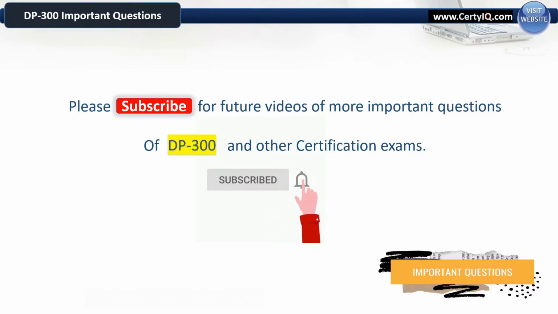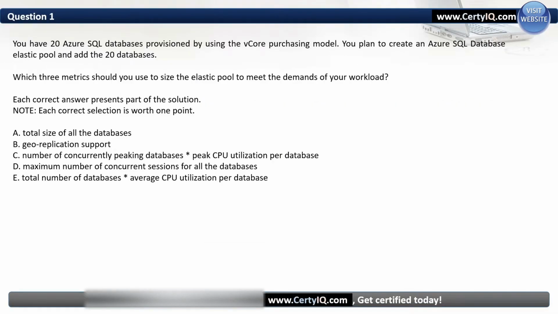To the questions. Question 1. You have 20 Azure SQL databases provisioned by using the vCore purchasing model. You plan to create an Azure SQL database elastic pool and add the 20 databases. Which three metrics should you use to size the elastic pool to meet the demands of your workload? Each correct answer presents part of the solution. Note, each correct selection is worth 1 point.